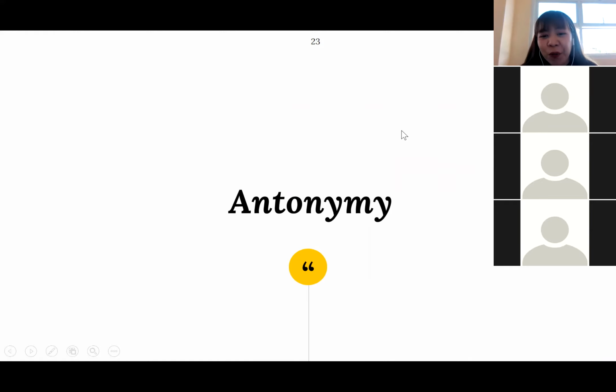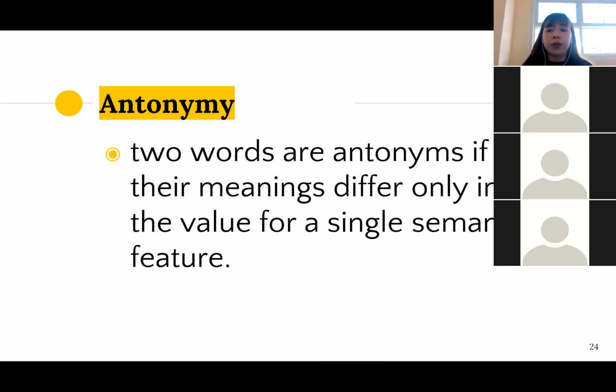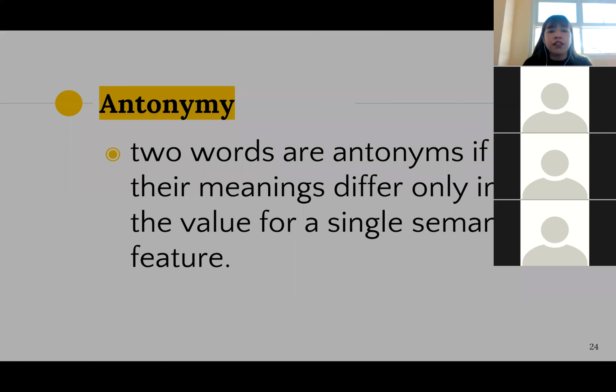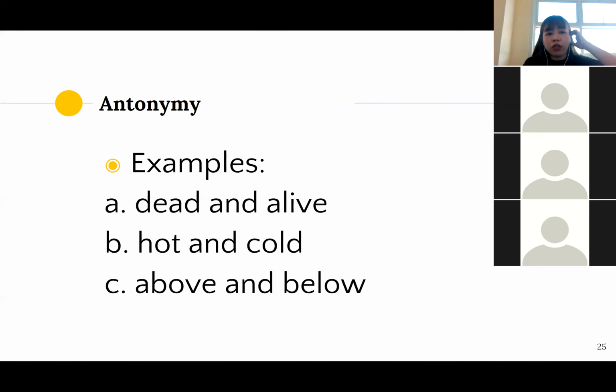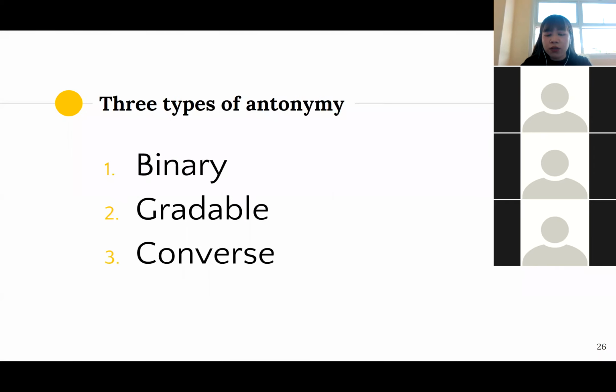So, going back to our topic, we have antonymy. Two words are antonyms if their meanings differ only in the value for a single semantic feature, or if they are opposite in meaning or sense. Examples of antonyms are dead and alive, hot and cold, and above and below. We also have three types of antonyms: binary, gradable, and converse.